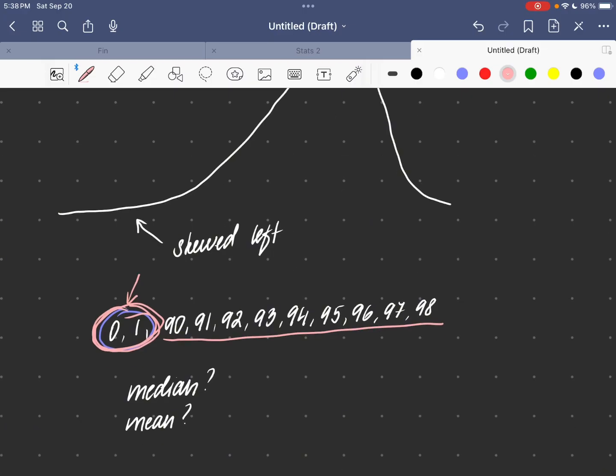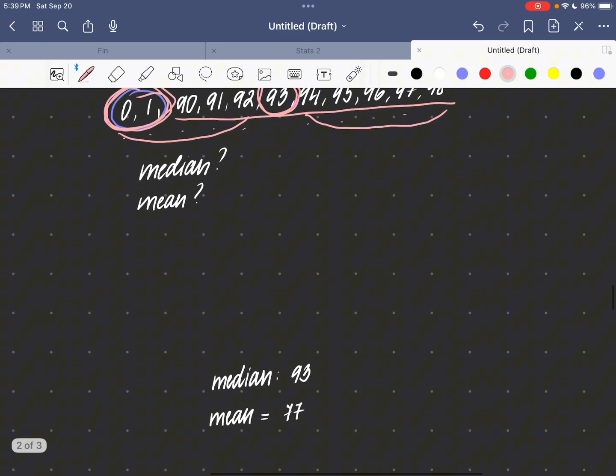First, let's take a look at the median. Let's calculate how many values there are. So 1, 2, 3, 4, 5, 6, 7, 8, 9, 10, 11. 11 values. So there should be 5 from each side. So 1, 2, 3, 4, 5. 1, 2, 3, 4, 5. And then 93 is in the middle. It's our median. You can stop the video to calculate the mean if you want, but I'm just going to show you the values. So the median is 93, whereas our mean is 77.